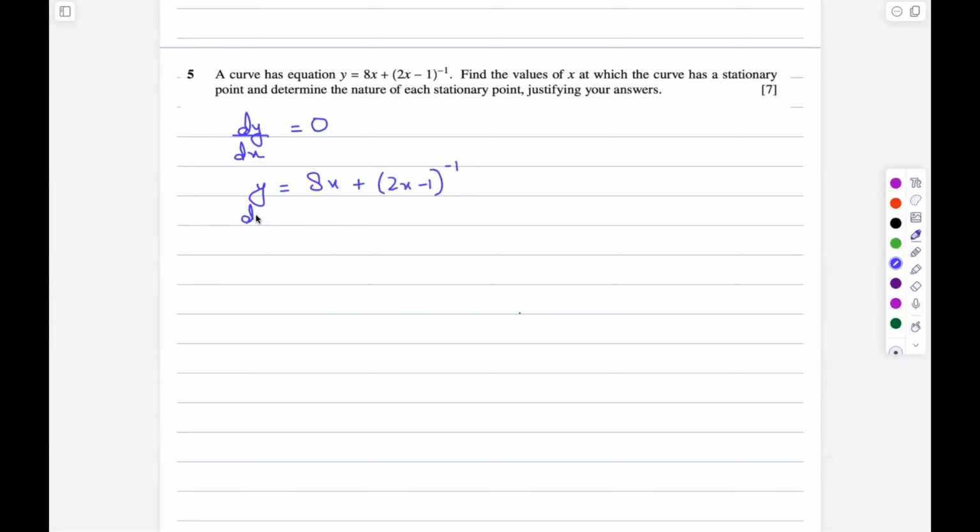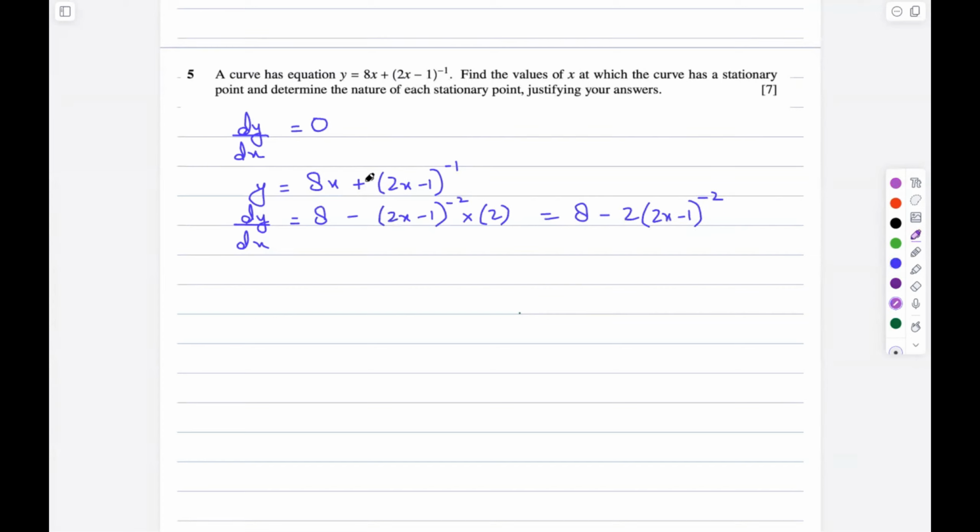So first, finding the dy/dx, this will become 8x. When we differentiate, that will become 8. So minus 1 will multiply by the coefficient. This will become -2(2x - 1), decreasing the power by 1, that will become -2. And multiplying it with the derivative of 2x - 1, so that is 2. The expression for dy/dx will be 8 - 2 × 2(2x - 1)^(-2).